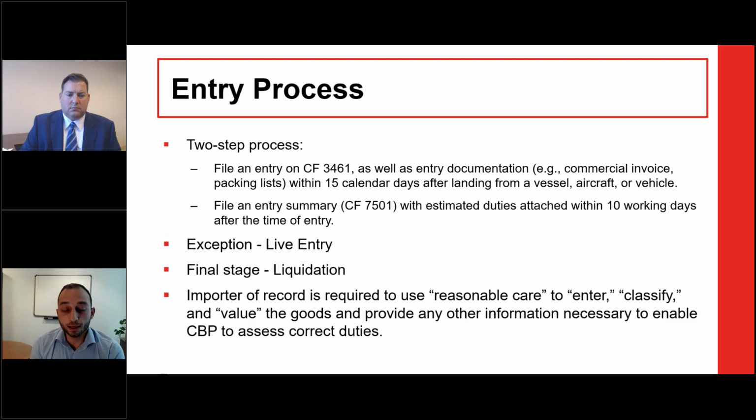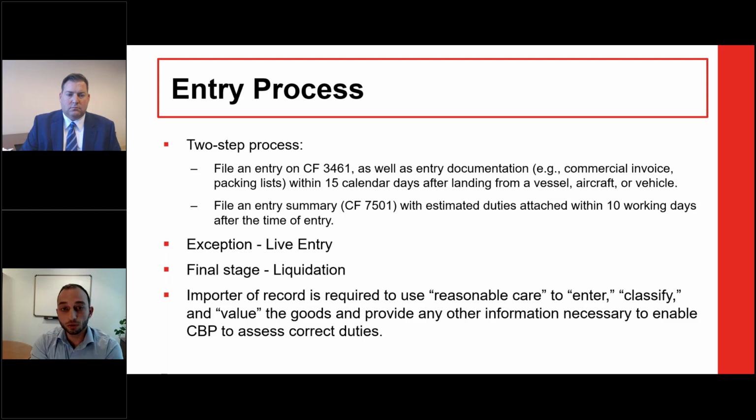They may determine that an additional amount should be paid, and they will send a supplemental bill to the importer for that additional amount. And of course, during this entire process, the importer is required to use reasonable care, and failing that, there may be significant penalties and enforcement actions.